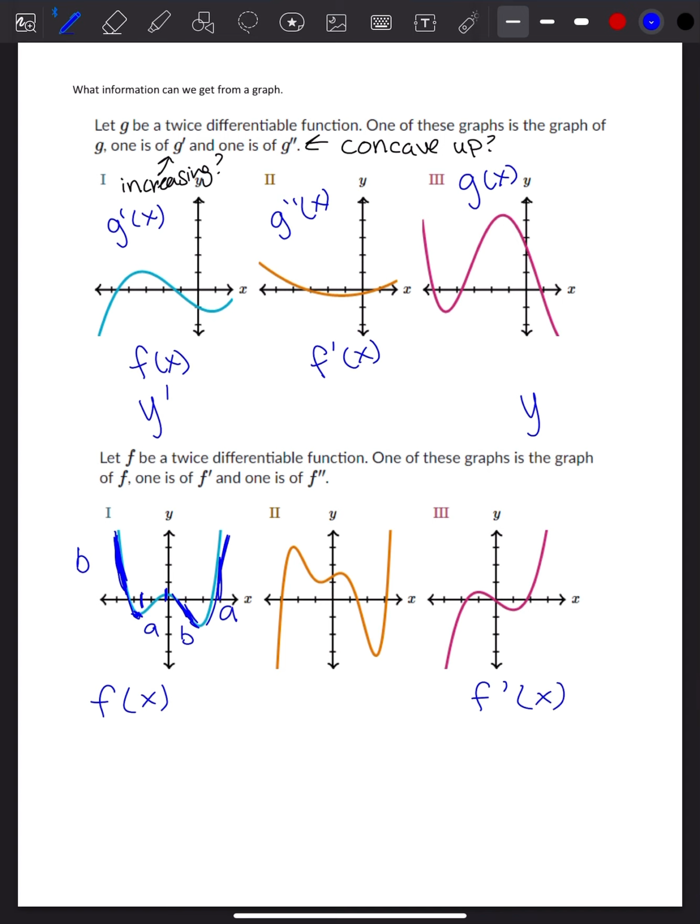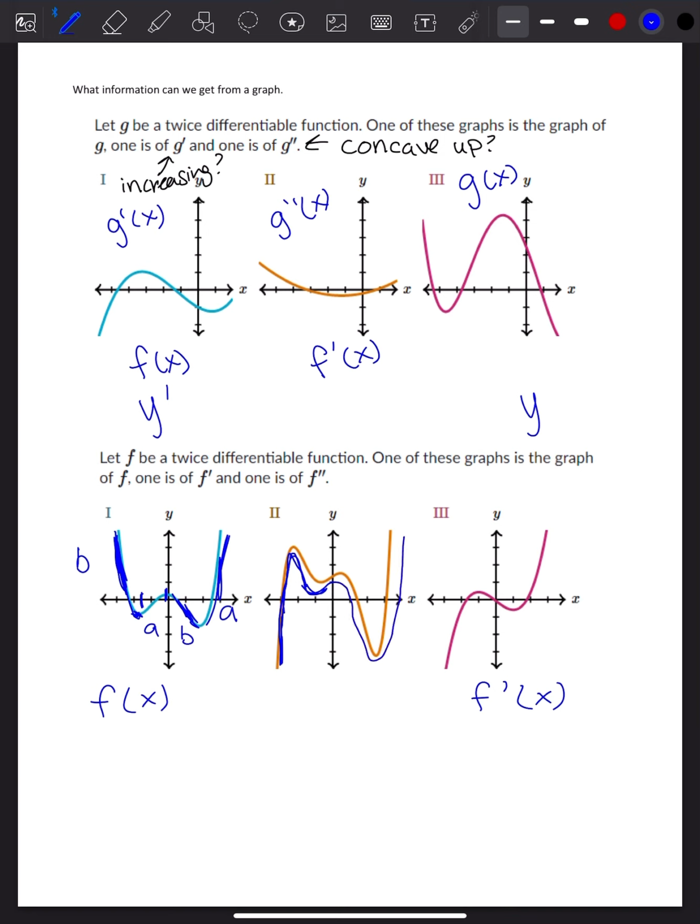So now we need to look at this middle graph. I can look at increasing or decreasing, or I can look at concavity. So let's look at concavity to have an idea of what's going on here. This is concave down, which means our second derivative graph would need to be negative. Then we change to concave up, then back to concave down, and we're back to concave up.